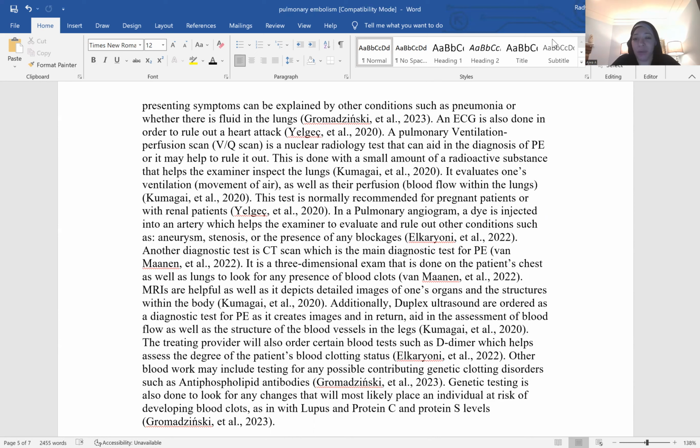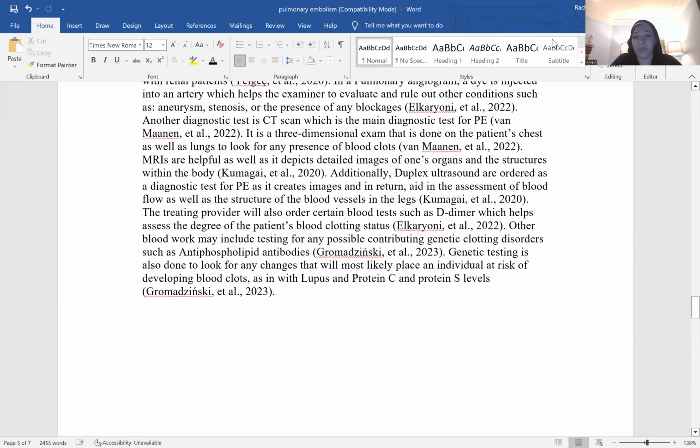In a pulmonary angiogram, a dye is injected into the artery, which helps the examiner evaluate and rule out other conditions such as aneurysm, stenosis, or the presence of any blockages. Another diagnostic test is CT scan, which is the main diagnostic test for PE. It is a three-dimensional exam that is done on the patient's chest as well as lungs to look for any presence of blood clots. MRIs are helpful as well as they depict detailed images of one's organs and structures within the body. Additionally, duplex ultrasound is ordered as a diagnostic test for PE as it creates images and in return aids in the assessment of blood flow as well as the structure of the blood vessels in the legs.